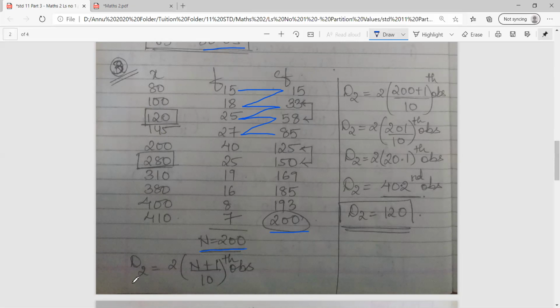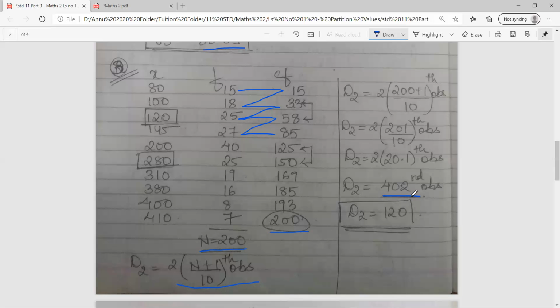So now they have told us to find out D2 and P65. So we'll put the formula D2 is equal to 2 bracket open N plus 1 upon 10th observation. So N is nothing but 2 bracket open 200 plus 1 upon 10th observation, which gives you 201 upon 10, which is 20.1, and on multiplying you get 40.2nd observation. Now class, you can cancel, 2 1s are 2, 5s are also. You will get 40.2nd observation again, the same answer. So as there is no plus or minus sign, you can cancel over here.